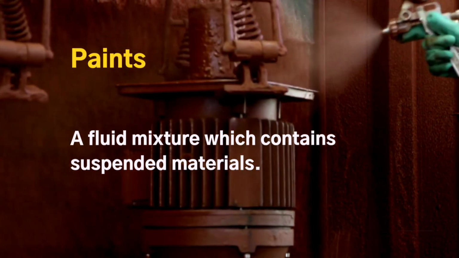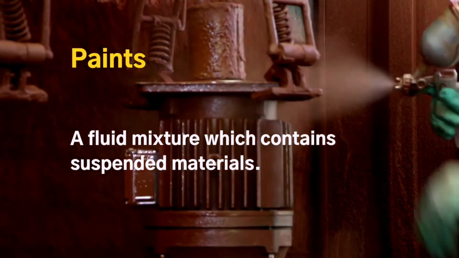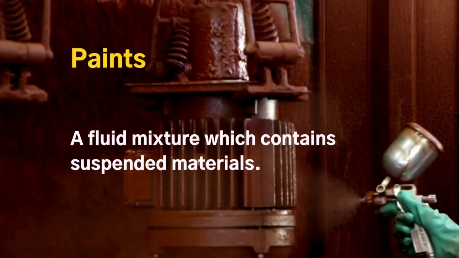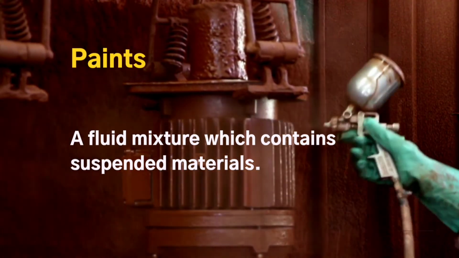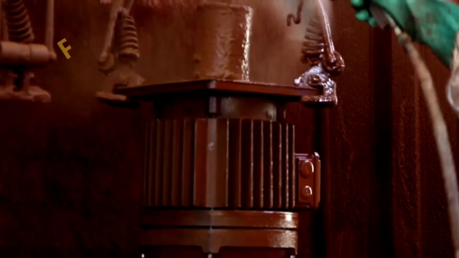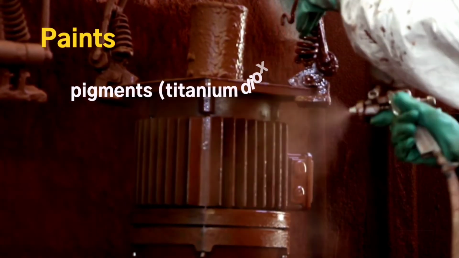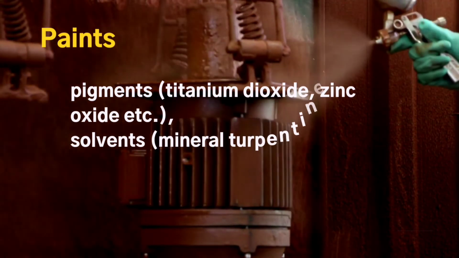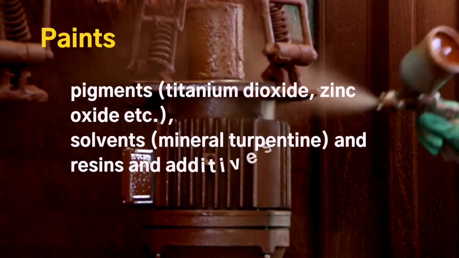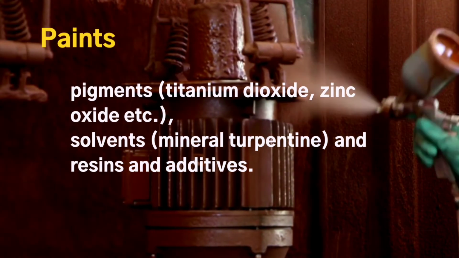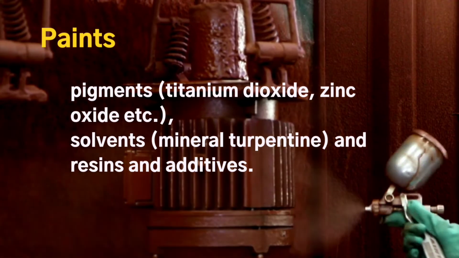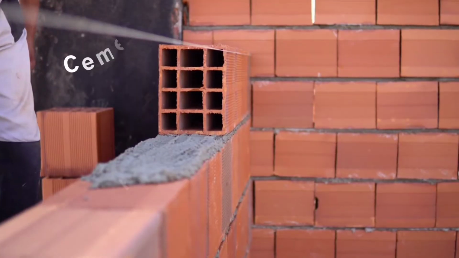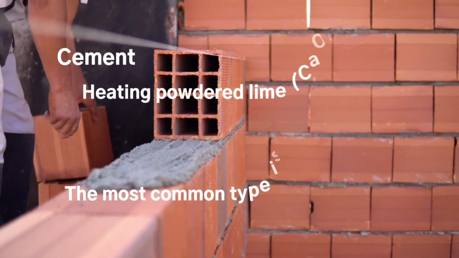Okay, paint, which is a fluid mixture which contains suspended materials, is actually useful in coating other materials. Okay, it is made with three important components. We have the solvent, you have the pigment, and then you have the binders. Okay, the pigment, an example is titanium oxide, gives you the coating. The solvent is a liquid that reduces the thickness, while resins and additives are called binders. They help to hold the materials together so that it forms a uniform mixture.